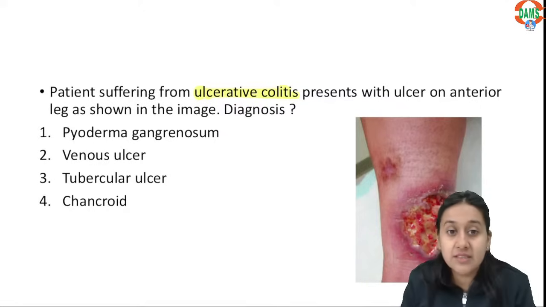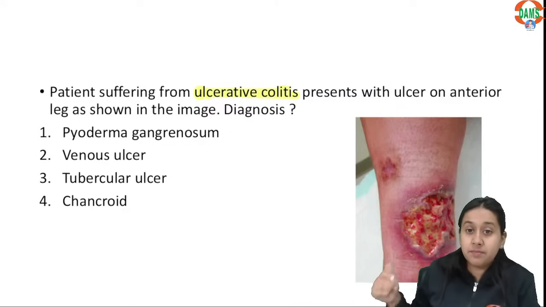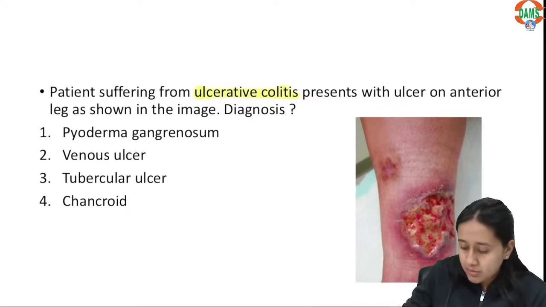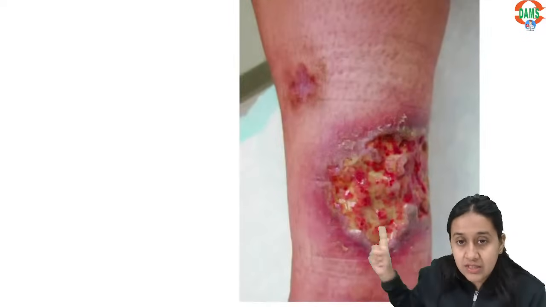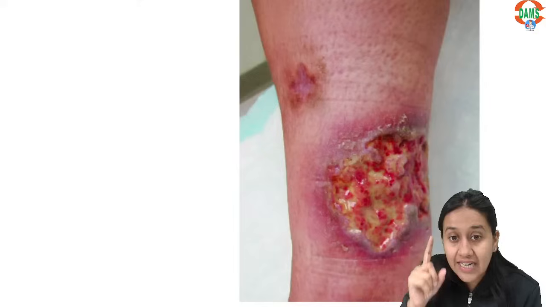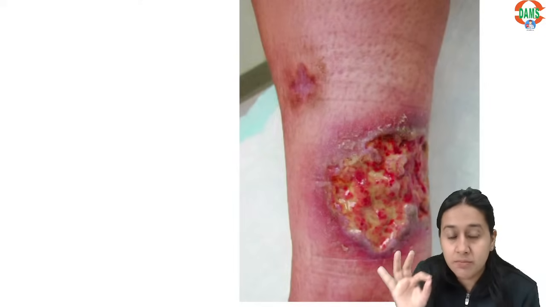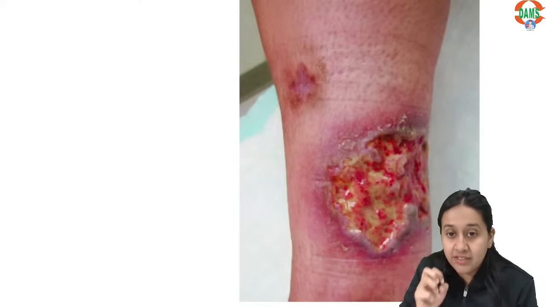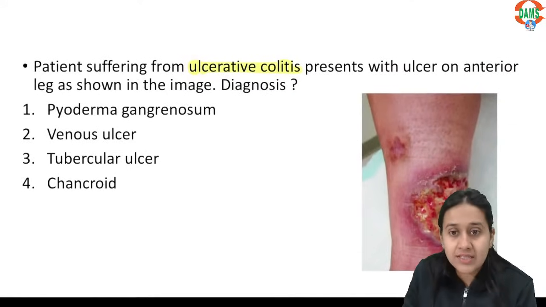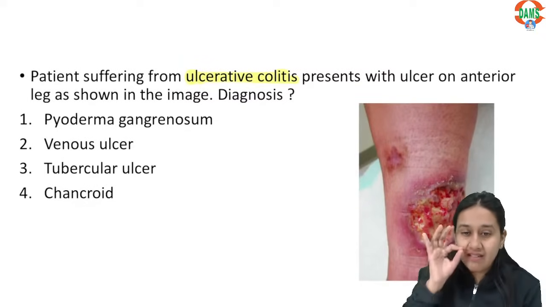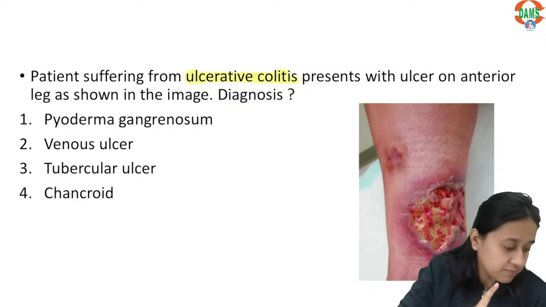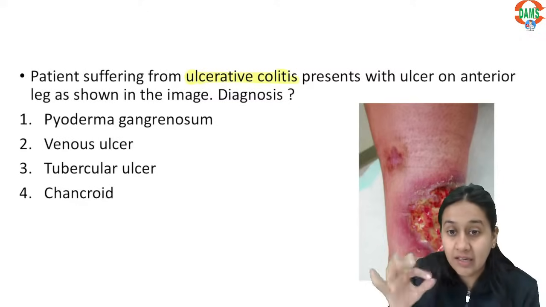Now, this question is a patient suffering from ulcerative colitis presented with ulcers on the anterior part of the lower limb, shown in the image. Look at this image. You have to see this ulcer, which is very, very important. If you see very carefully, it shows a classical violaceous margin. So whenever a patient with inflammatory bowel disorder comes to you with a rapidly progressing painful ulcer with a very characteristic violaceous margin, this is your pyoderma gangrenosum.